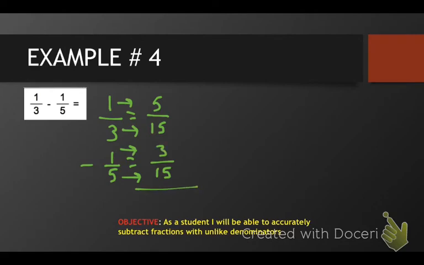Go ahead and subtract 5/15 minus 3/15. Remember, the denominator stays. And 5 minus 3 is 2, and that is already simplified, so guess what? Congratulations, 2/15. Those are your first 4 examples. Congratulations. All of you, go ahead.